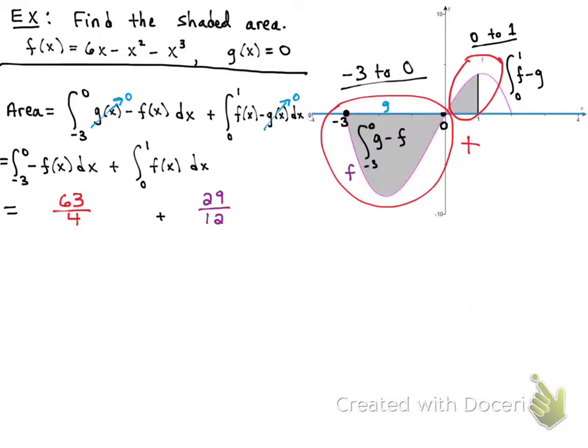So our area is just going to equal 63/4 plus 29/12, which equals 109 divided by 6. So that's the area of this shaded region.